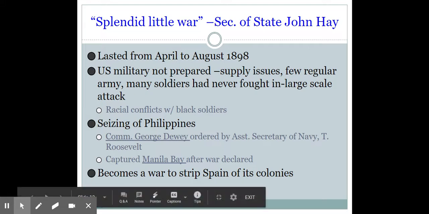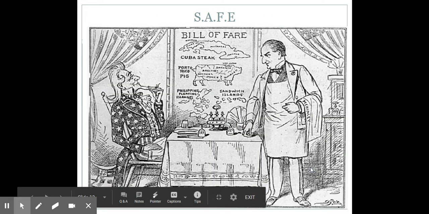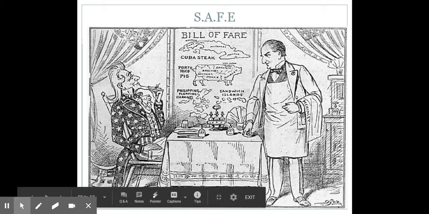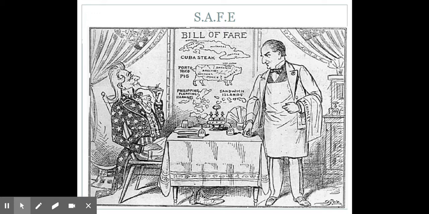And so, it is now ultimately a conflict to not only free Cuban people, in theory, but also to take away whatever other colonies in the Pacific or the Caribbean that Spain still has. And we can see here we've got an artist who, in this political cartoon, is kind of poking fun at the fact that America, whether that's the nation itself, the government, the people, is sitting down to eat, and he's trying to decide what he wants.